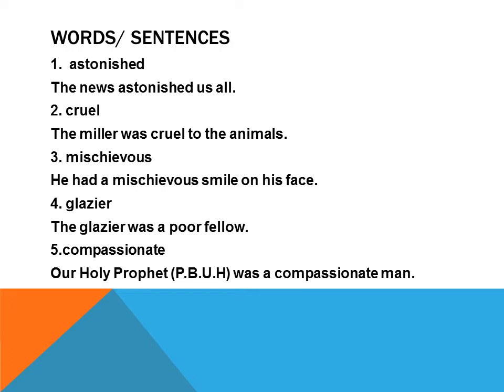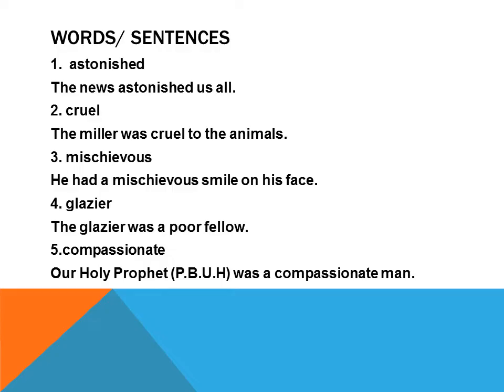First word is astonished. The sample sentence: the news astonished us all. Second word, cruel. The miller was cruel to the animals. Third word, mischievous. He had a mischievous smile on his face.